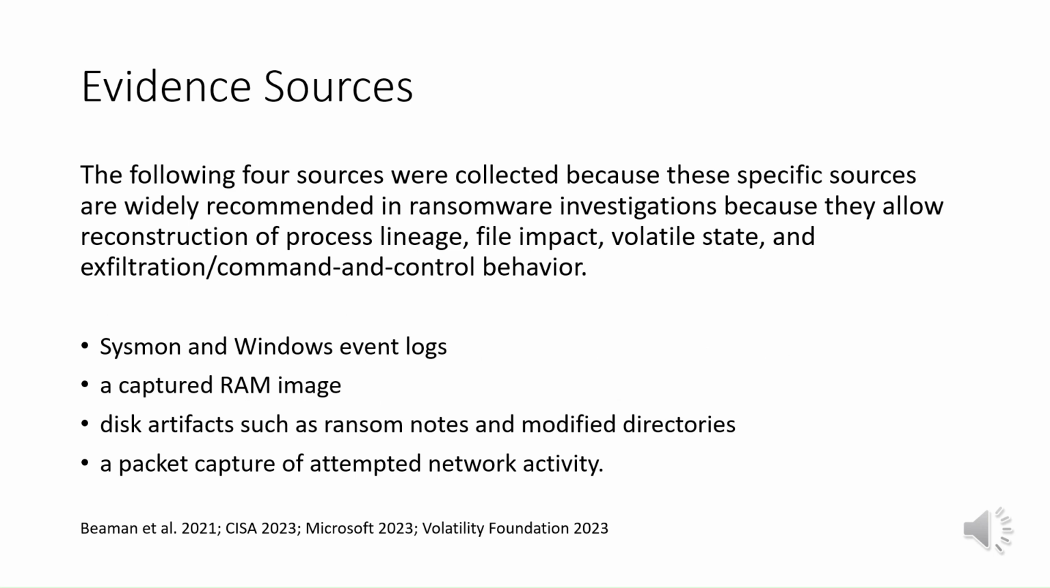Evidence sources. To accomplish our goals, we gathered four major evidence types: Sysmon and Windows event logs, which track process creation and system activity. We also capture RAM images and disk artifacts, which store extremely important volatile information. These types will allow us to see in-memory artifacts, ransom notes, or any modified directories. Packet captures will show us any outbound connection attempts. Remember that the network connections are disabled, but WannaCry will still attempt connections despite that. All of this data allows us to get the full view of what the ransomware is doing and how it is acting on the virtual machine.